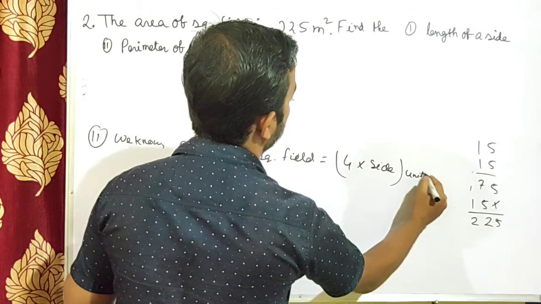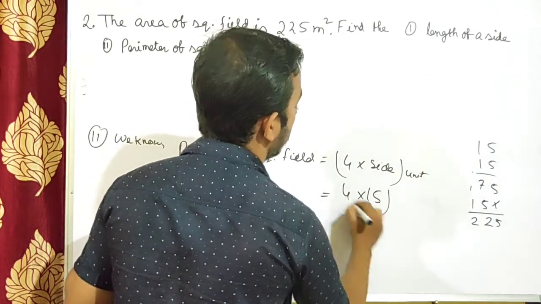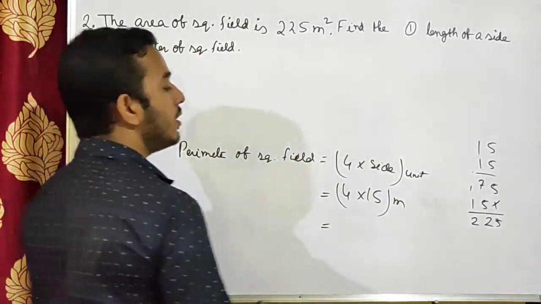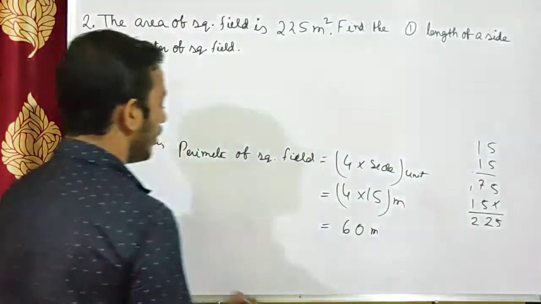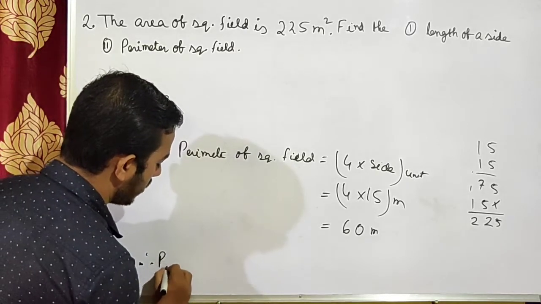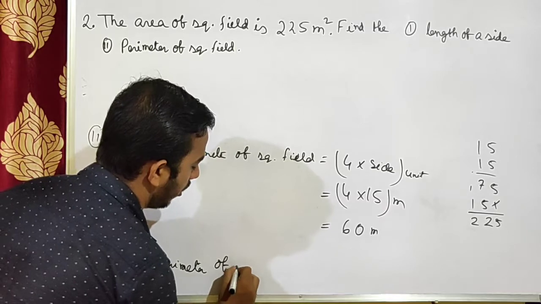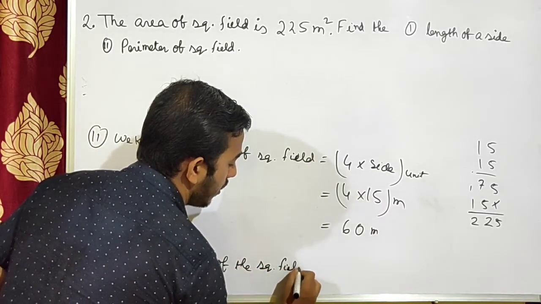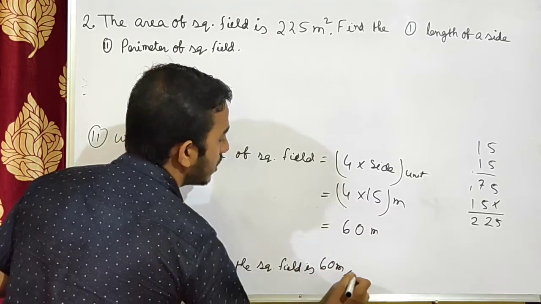Now in place of 4 it is 4, side was 15, unit is meter. Now 15 into 4 is how much? It is 60 meter. So we'll write therefore, perimeter of the square field is 60 meter.